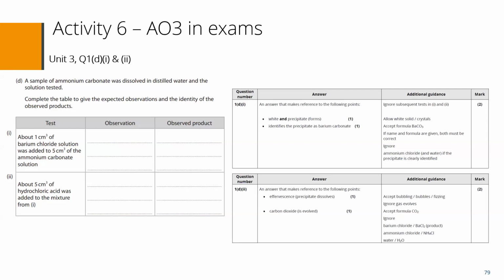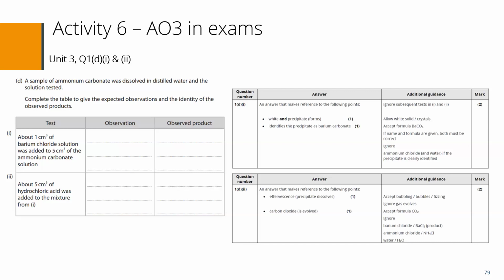For the barium chloride, an answer that gives white and precipitate. So they need both. Not just precipitate on its own, not just white on its own, but you can accept white solid or white crystals. Identify the precipitate as barium carbonate, accept the correct formula, and note if name and formula are given, both must be correct. Ignore ammonium chloride and ignore water if the precipitate is clearly identified. Just ignore those, okay? And for part 2 about the hydrochloric acid test, effervescence, allow bubbling, bubbles or fizzing.